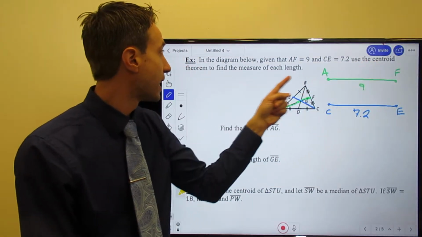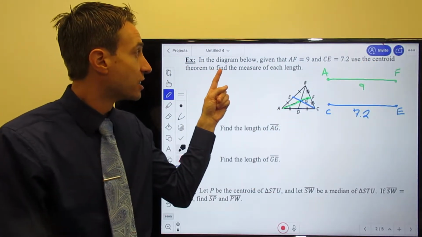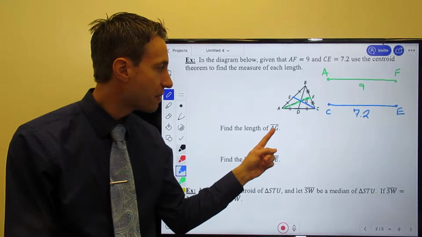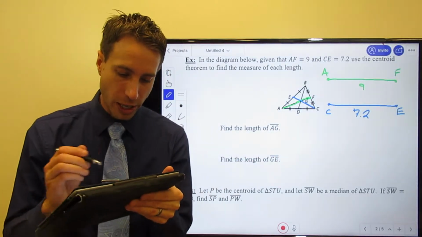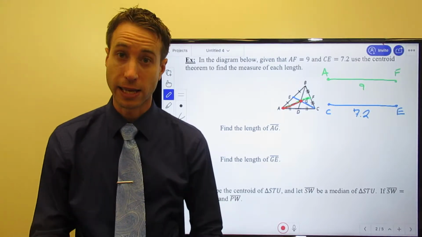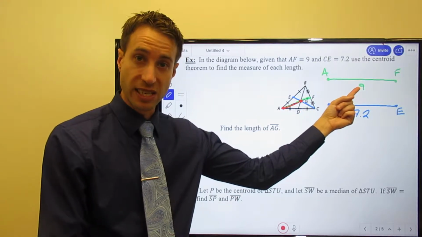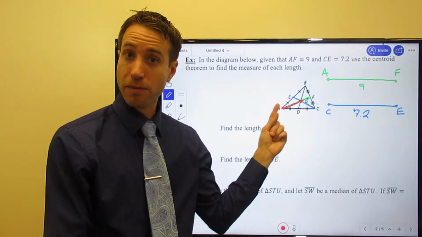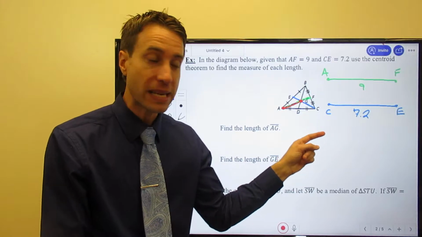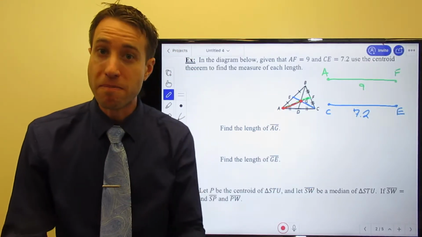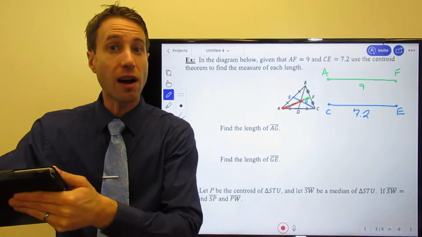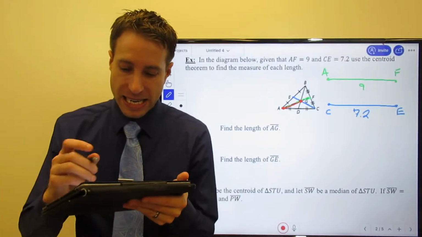Okay, what do I ask you to find? I want you to use the centroid theorem to find the measure of each length. What are those lengths? I want you to find the length of AG. I want to know the distance from A to G. Now, the entire thing I told you was 9. I want to know the distance from the vertex A to the centroid. I know it's a centroid because these are all medians. So from the vertex to the centroid, and remember what our theorem said: the centroid is 2/3 of the distance of the entire median. So here's what we've got.